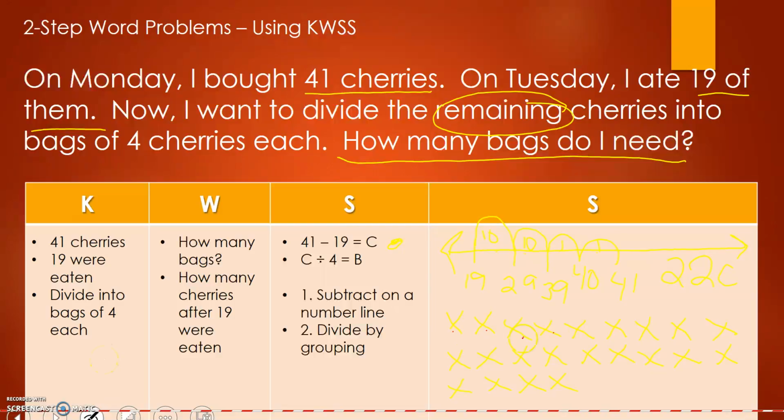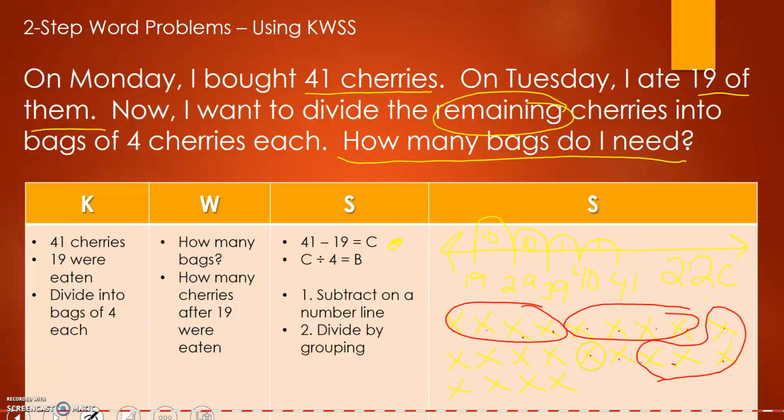1, 2, 3, 4. There's one bag. 1, 2, 3, 4. There's another bag. 1, 2, 3, 4. There's another bag. 1, 2, 3, 4. 1, 2, 3, 4. And then I've got 2 left over, but that's okay. I'm going to only count 4 equal bags.